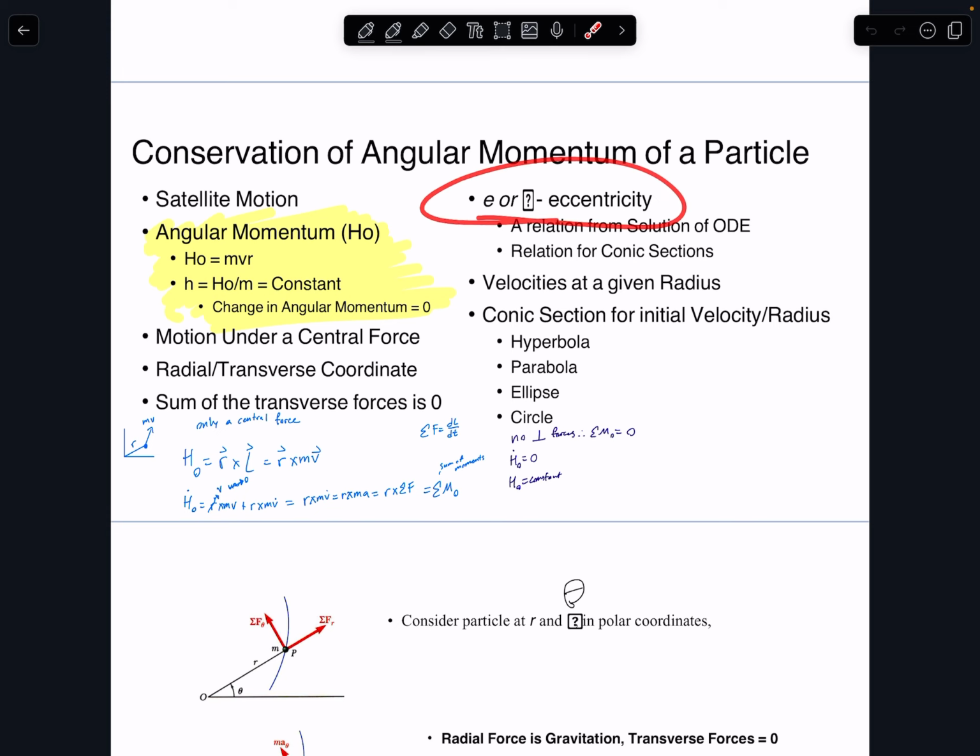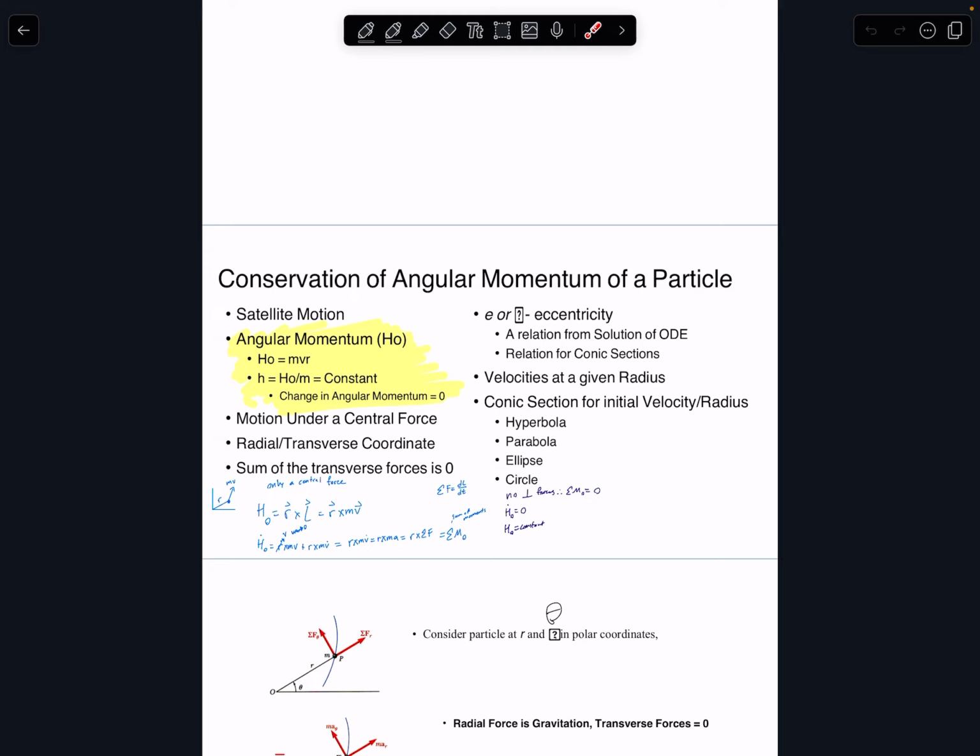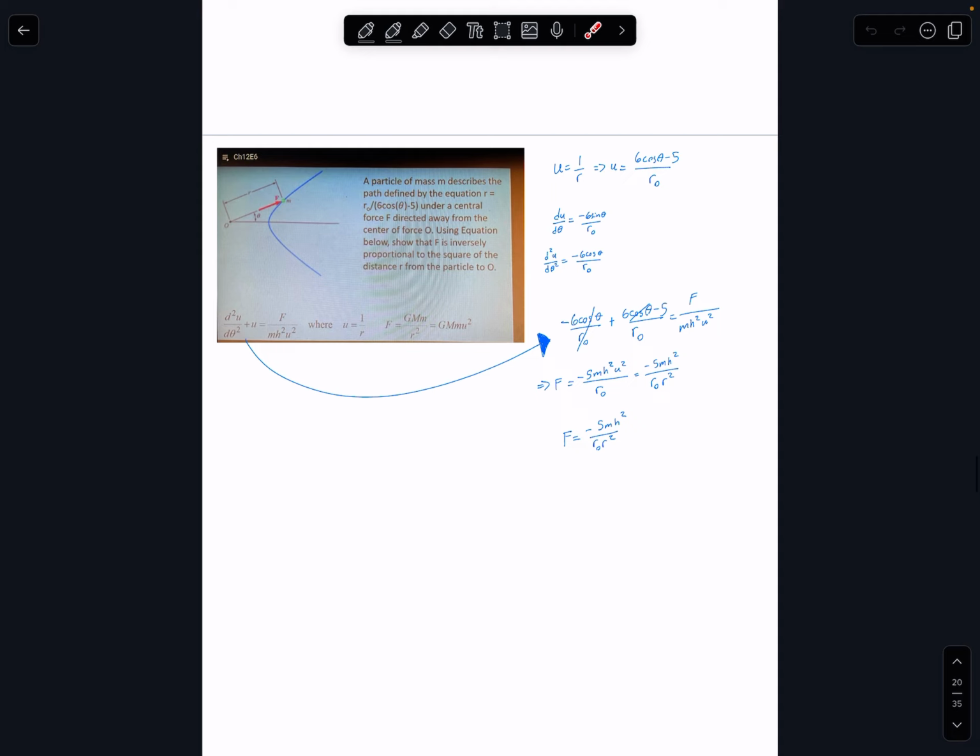I still need to go over eccentricity a bit more, but it hasn't been a huge part yet. But yeah, we're working on it.